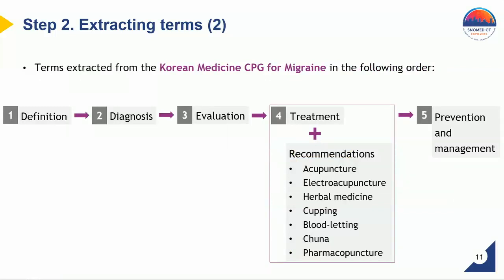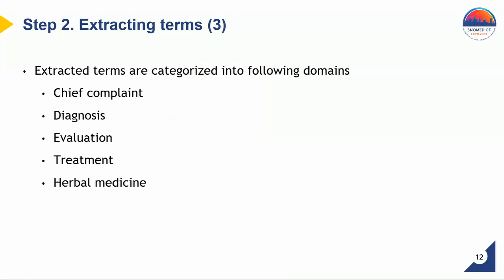Terms were extracted from the Korean medicine CPG for migraine in the following order of sections, which are definition, diagnosis, evaluation, treatment and recommendations, and prevention and management. The extracted terms were categorized into the following domains: chief complaint, diagnosis, evaluation, treatment, and herbal medicine.